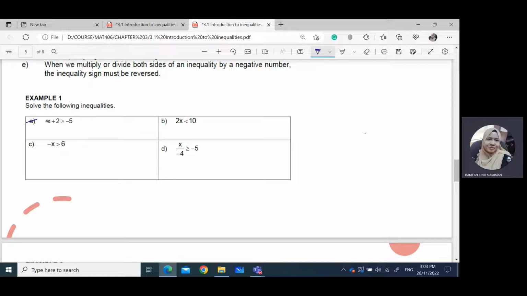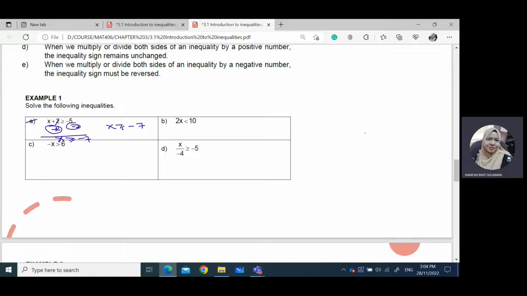Okay, so since kita ada x plus 2, so untuk selesaikan ini, kita perlu tolak 2, which is minus 2. Okay, in the left hand side, and in the right hand side also we need to minus 2. Okay, so now x plus 2 minus 2, so 2 minus 2 will be cancelled, so kita ada x kat sini, and then greater than or equal to negative 5 minus 2, then we have negative 7. So here we have x greater than or equal to negative 7.